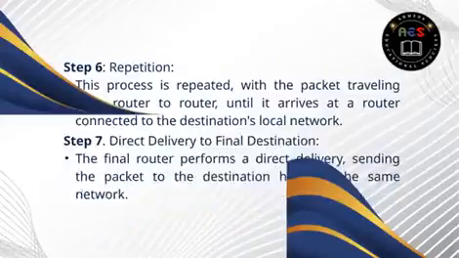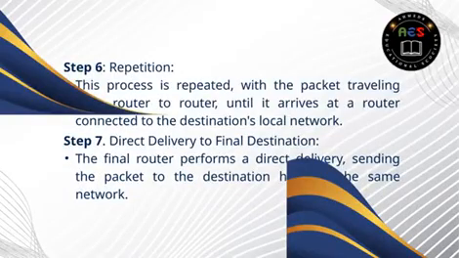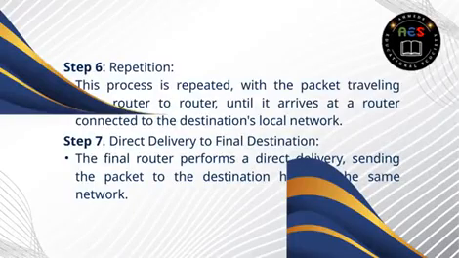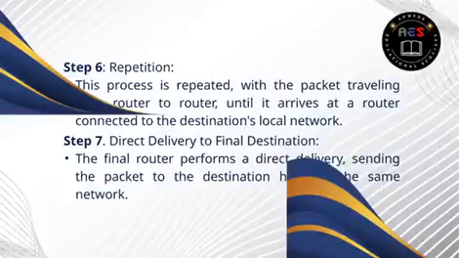So, in step 6, the process of packet forwarding is repeated. This means the packet travels from one router to the next, step by step, getting closer to its destination. It's like passing a message along a chain of friends until it reaches someone who's directly connected to the destination's local network. The key point here is that each router examines the packet's address and then forwards it accordingly, ensuring it moves along the most efficient path.